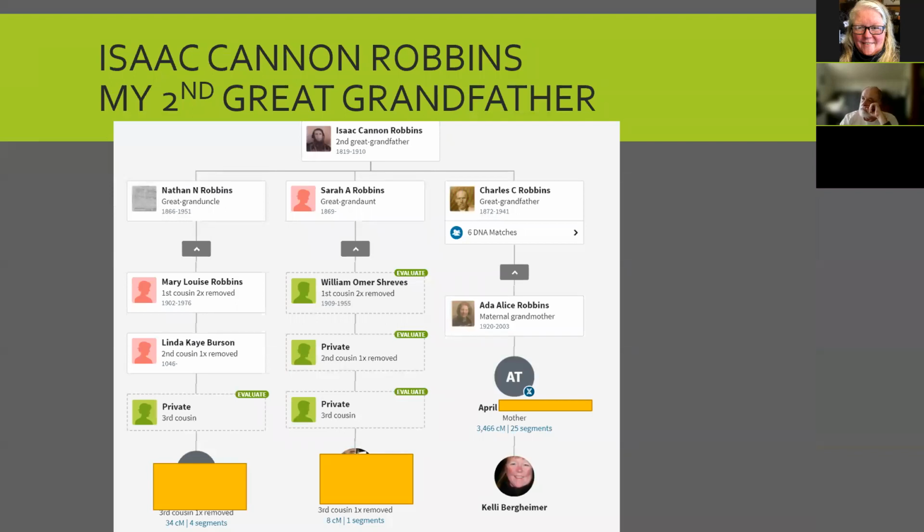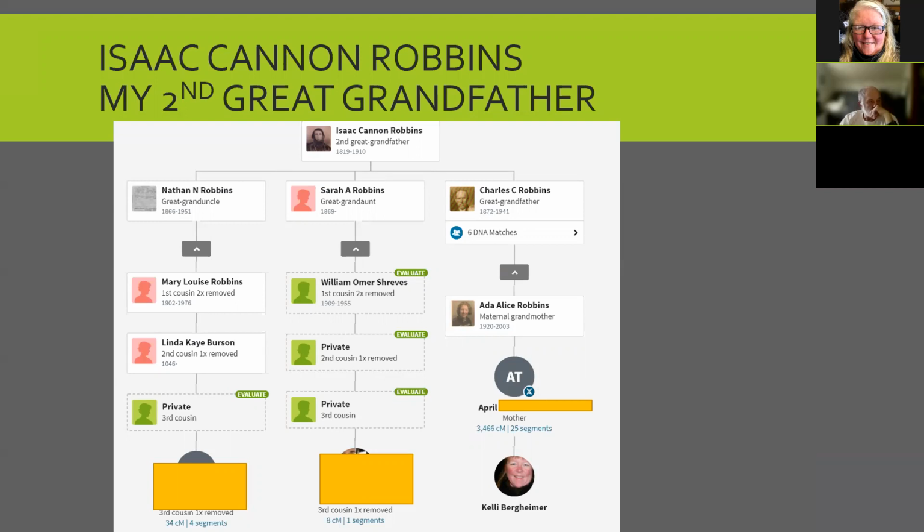This is one for my second great grandfather, Isaac Cannon Robbins. Again, this is my mom's side. I use a lot of my mom's side because they're so prolific, so many kids and that sort of thing. But this is Isaac Cannon Robbins, and I'm related through the one on the right. Charles C. Robbins is my great grandfather. Ada is my grandmother, and then my mother, April.